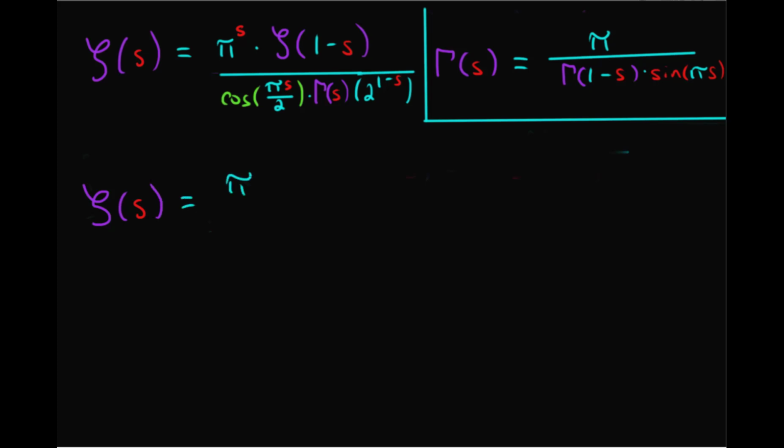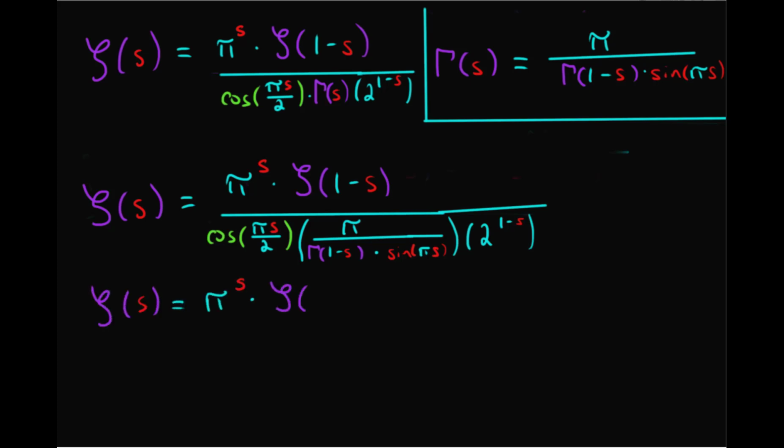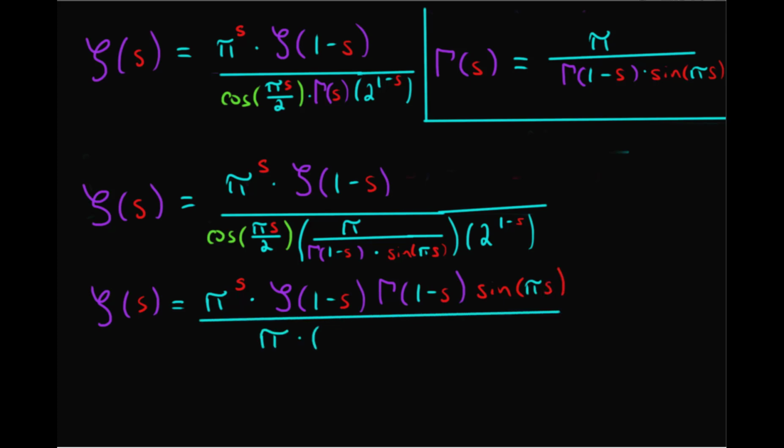And so now making the substitution that we need for gamma of s, we have zeta of s equals pi to the s times zeta of 1 minus s all over cosine of pi s over 2 times pi over gamma of 1 minus s times sine pi s, close parenthesis, times 2 to the 1 minus s. So that means zeta of s equals pi to the s times zeta of 1 minus s, and now bringing things up into the numerator where they belong, times gamma of 1 minus s times sine of pi s, all over pi times 2 to the 1 minus s times cosine pi s over 2.